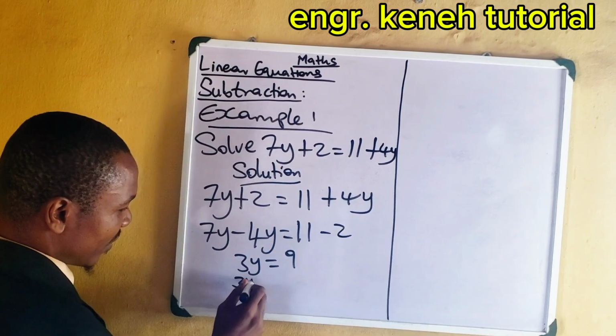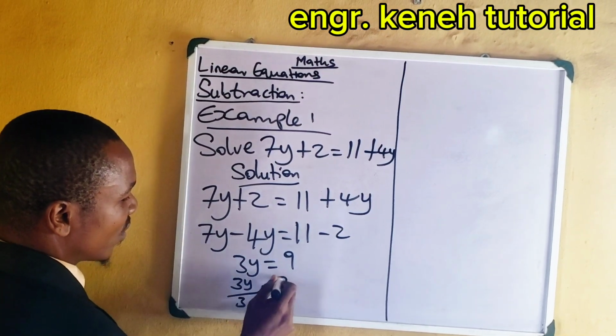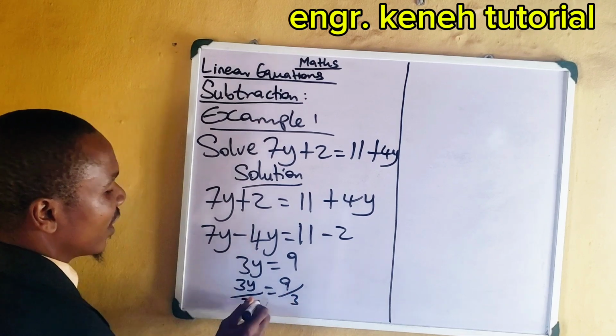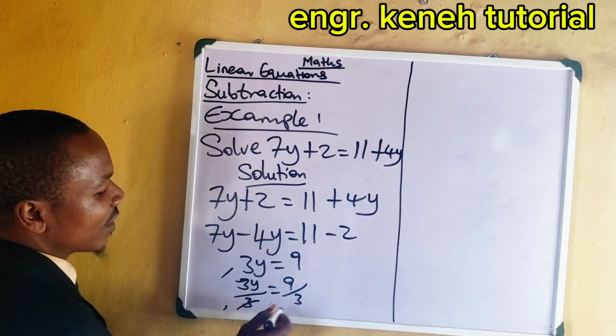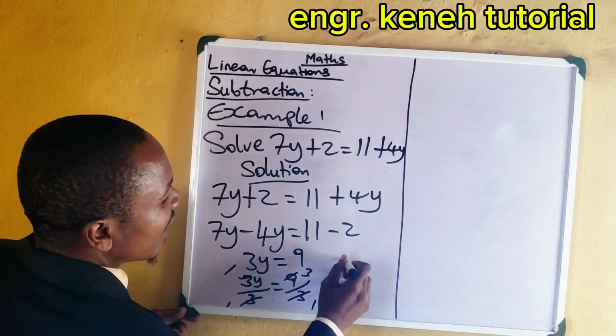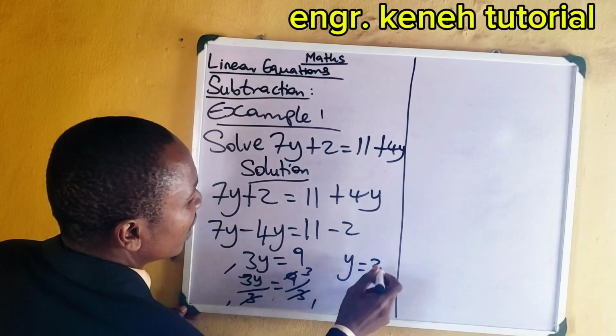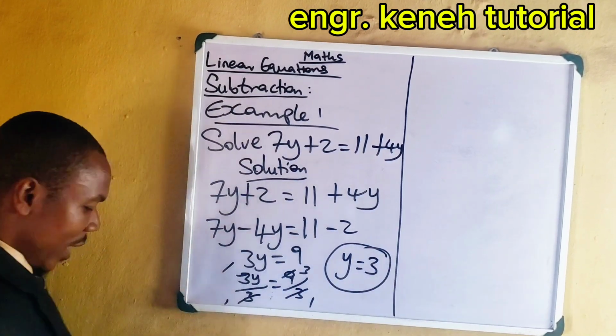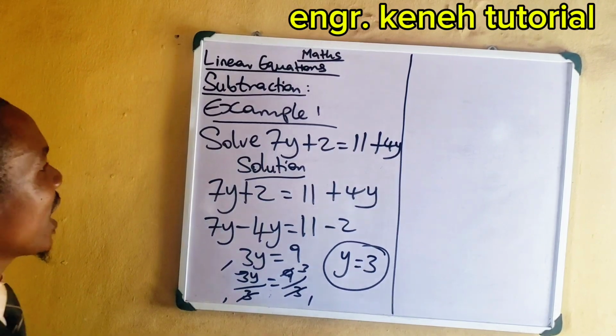So I have 3y over 3 is equal to 9 over 3. Dividing this, I have y, and dividing this, I have 3. That will give me that y is equal to what? 3. Can you see it? All right, so that is how it can be solved.